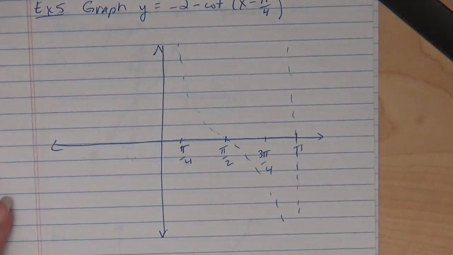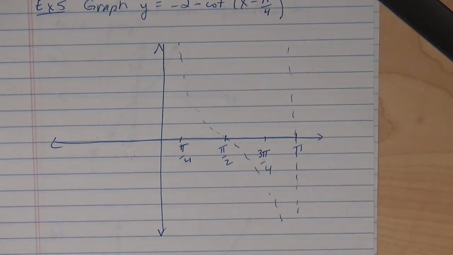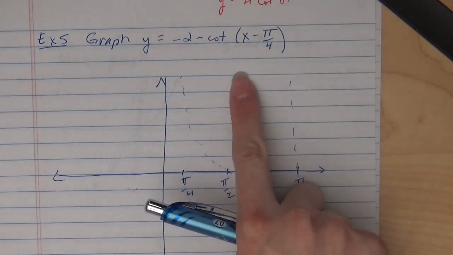Okay, so I hope you can see that. I think you can see it. So that's what the original cotangent function looks like. Now we want to apply these transformations.